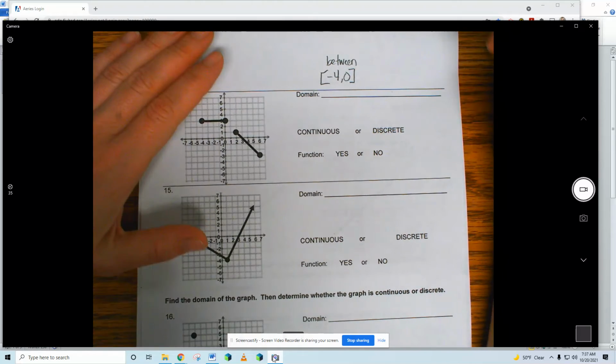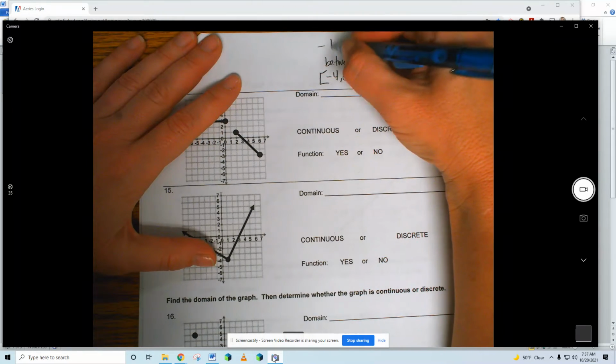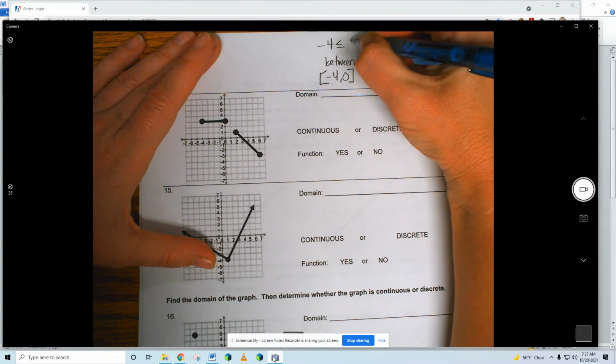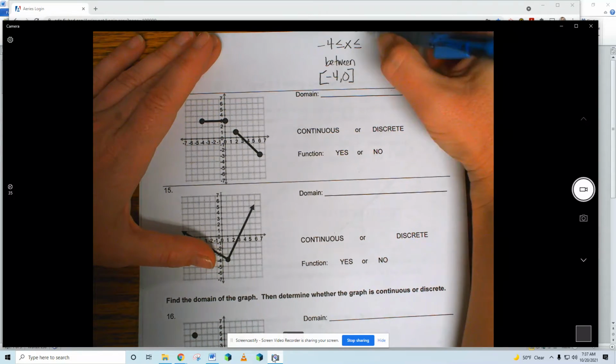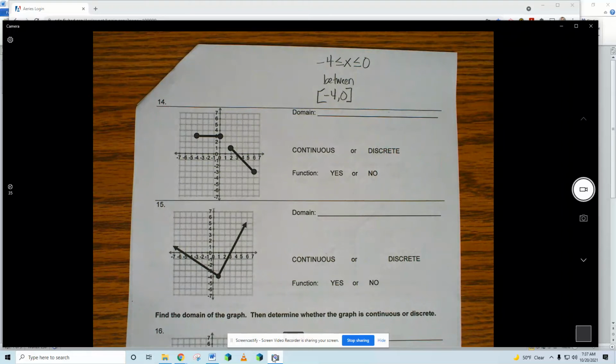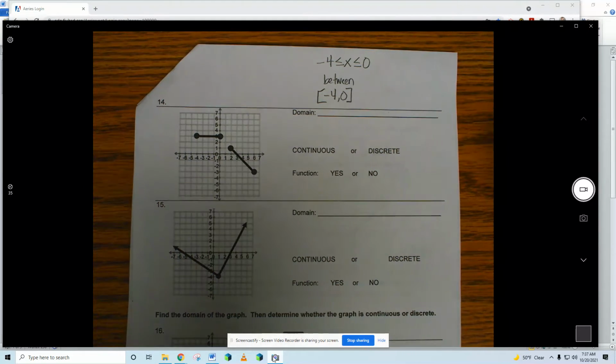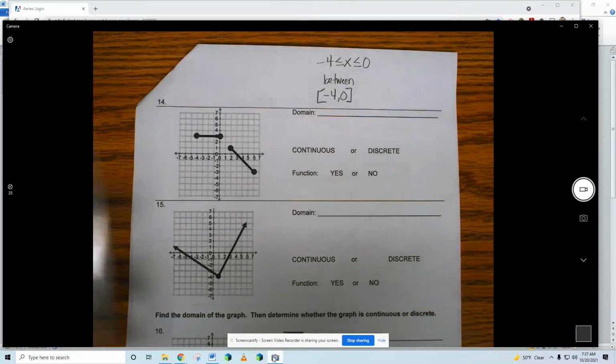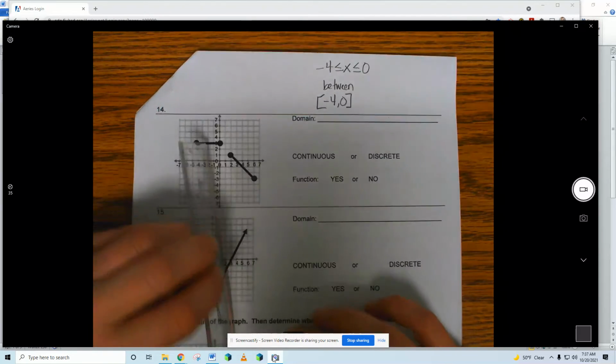You know what also works for between? When I go like this: -4 is less than or equal to x is less than or equal to 0. That's another way to say between. And then it takes a little break. And then I have another little line segment.